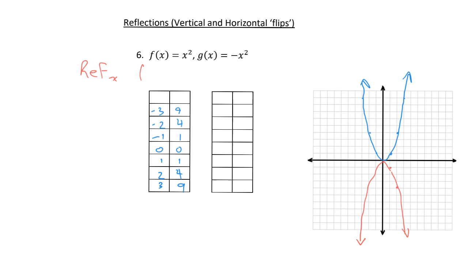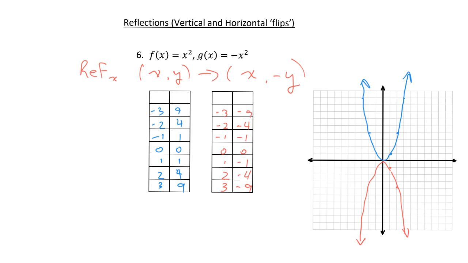The mapping rule, so that we can create the table of values for this, will be (x, y) maps onto (x, -y). Our x values stay the same. You can see that horizontally, we're covering the same area, but our y values have all been made the opposite of their original value. So our x's still go from -3 to +3, and our y values now are -9, -4, -1, 0, and again -1, -4, and -9.